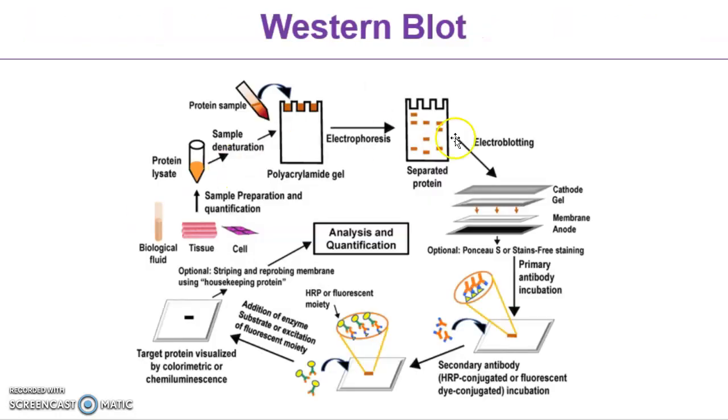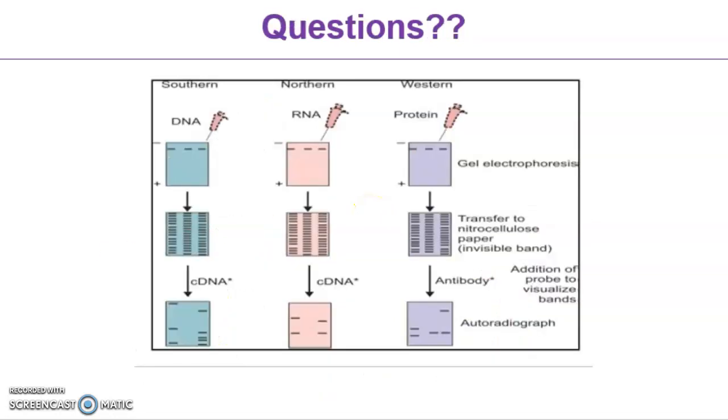Okay, and so this is the Western, again showing you everything. You extract the protein, denature it, run it on the gel, blot it. You can also stain it with Ponceau S, which will let you know if the Western worked. Okay, so it's just going to go and bind to all proteins there, so you can see, yes, this worked. Wash that off, and then do your primary, secondary, and look at it. But that's the Western blot.